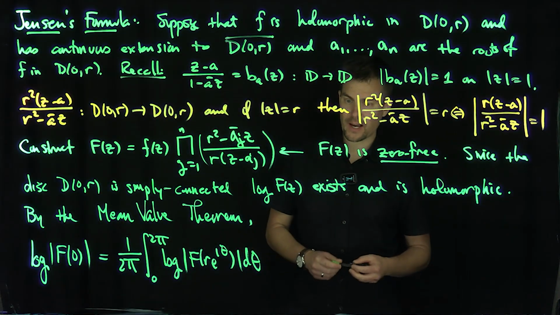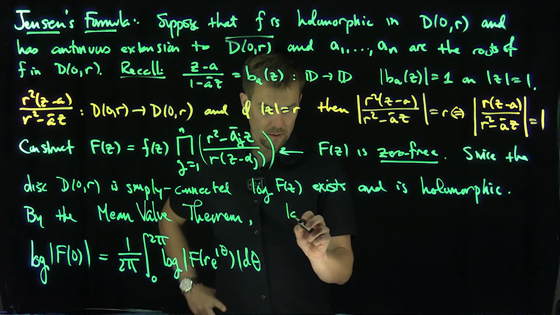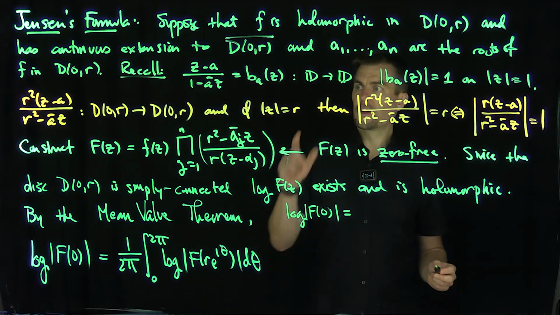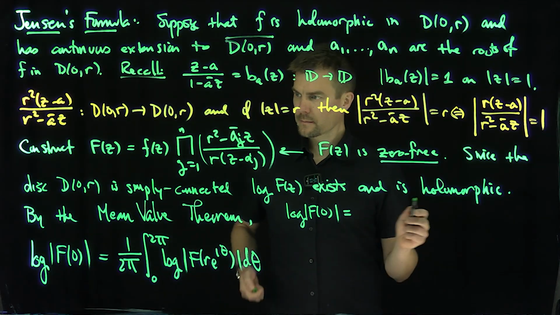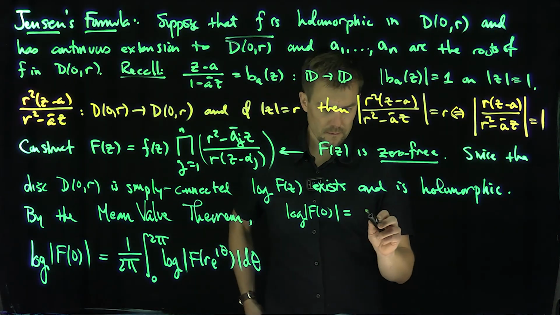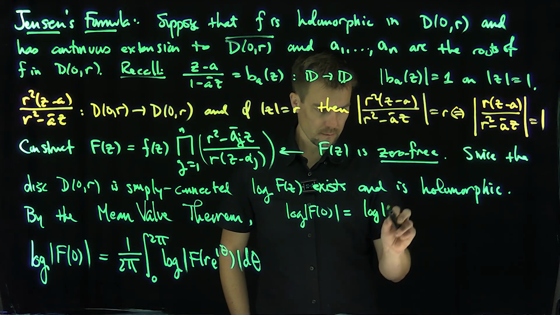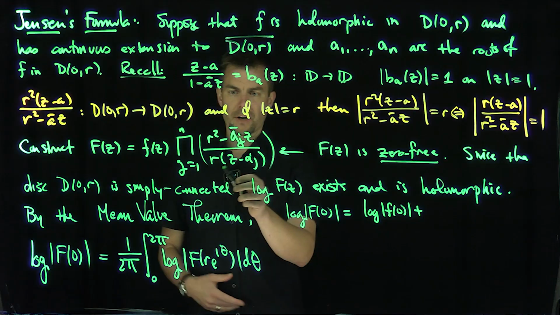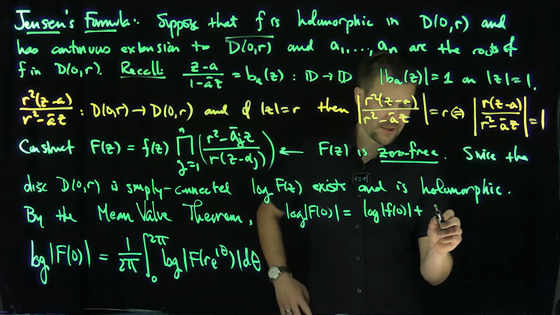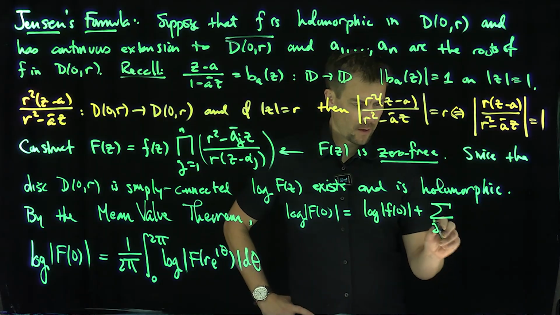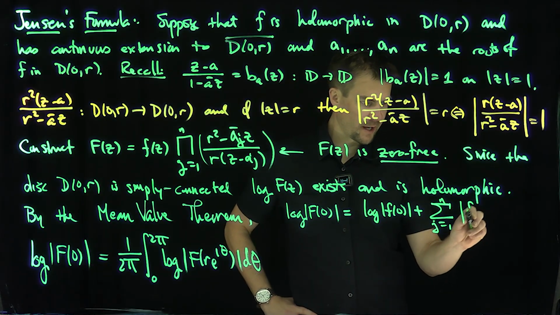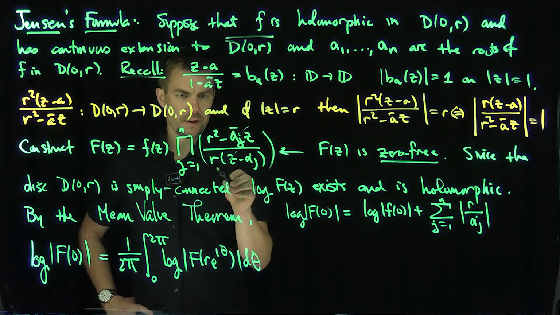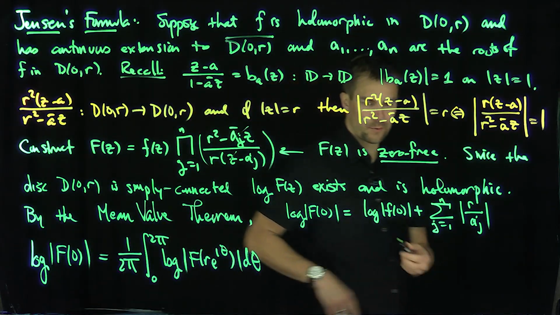So unpacking this, what can I say? We know that the log of the modulus of F of 0 is going to be the log of little f of 0, plus the sum, when I plug in z equals 0 over here, I'm going to have r over modulus aj, plus the sum, j goes from 1 up to n, of the modulus of r over aj. If I plug in z equals 0, that's gone over there, that's gone over there. One of the r's cancels; I should have r over negative aj, but of course we're doing modulus.